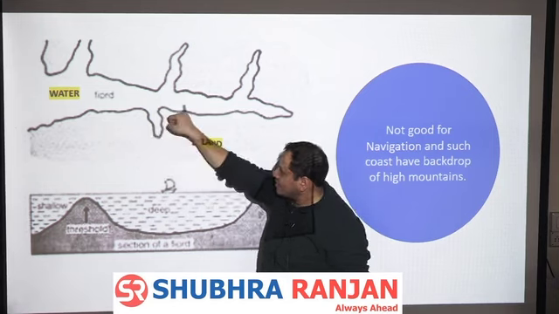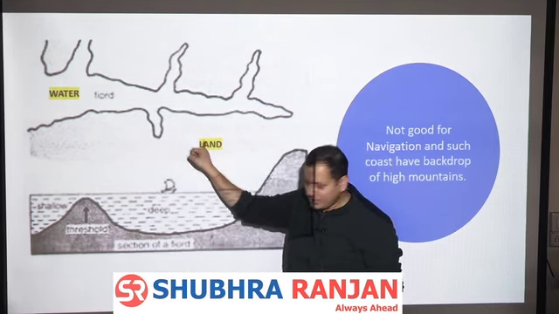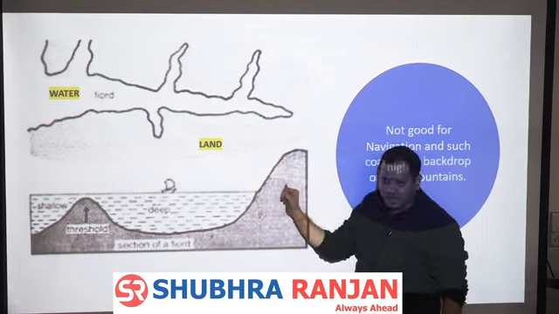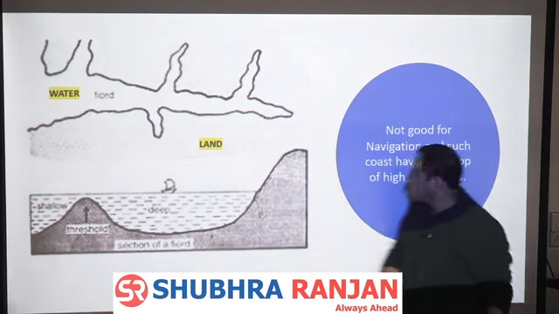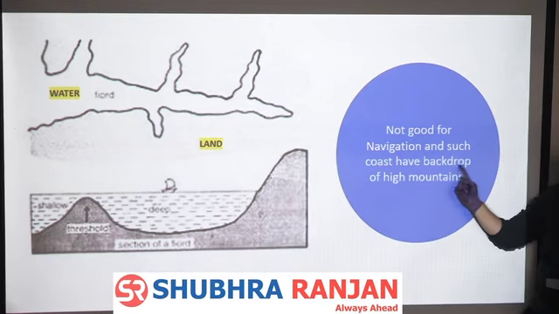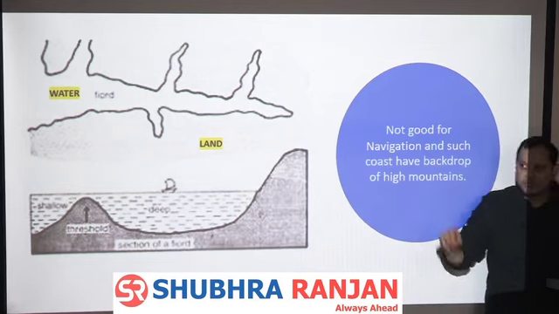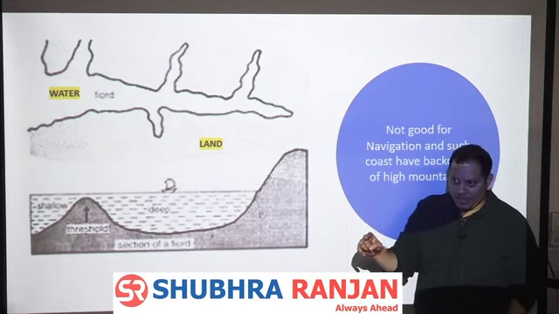So as a result of this, water. This is the water and this is the land, top view. This is the land, and this is the water. So you remember, it is not good for navigation as such. Coast have the backdrop of very, very high mountains. So backdrop of high mountains, the ports construct करना is difficult, सबसे पहले.